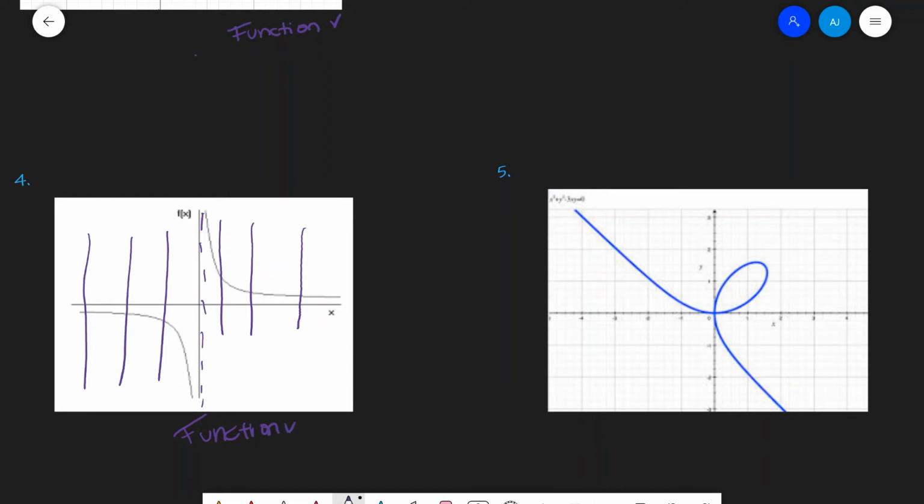So as for number 5, if you use the vertical line test, you could see that the line's in the loop, so outside the loop is fine, there is only one point of intersection. But once you enter this loop, it starts to have 2 points of intersection. Thus, it is not a function. Not a function.